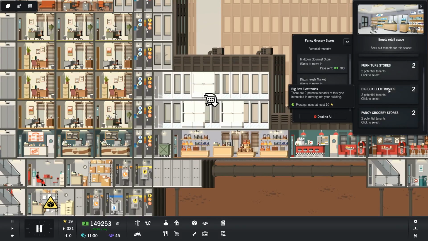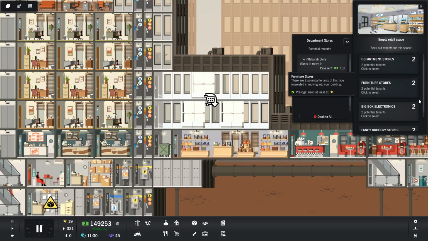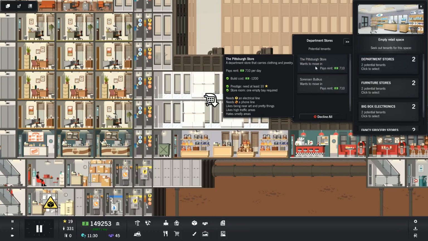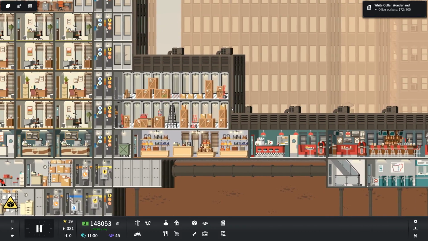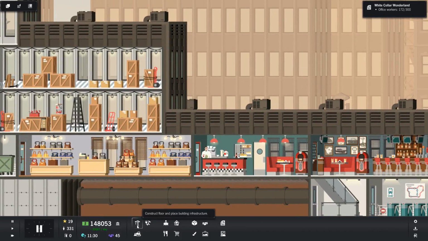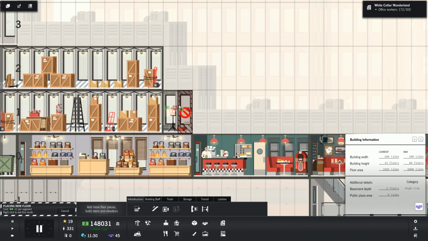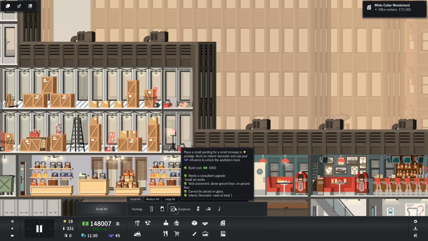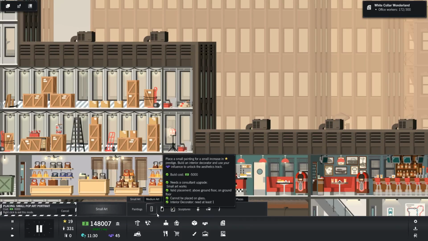Fancy grocery. Okay, department, likes being near art and pretty things. Okay, I could do that. I guess if I extend that out, put in some paintings.